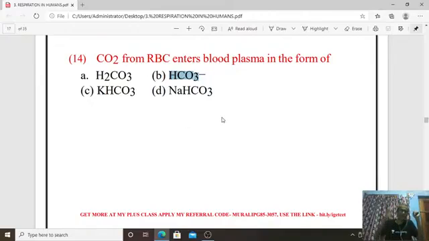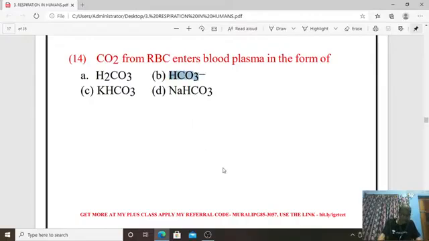So RBC carries that carbon dioxide, which forms H2CO3. That H2CO3, the acid form, dissociates into HCO3 minus and H plus. H plus combines with Hb to form hemoglobinic acid, and the HCO3 minus ion moves out of the RBC and enters the plasma. Later the plasma carries it to the respective site where it is dissociated into carbon dioxide. That is the process observed in carbon dioxide transport. So the answer is HCO3 minus.